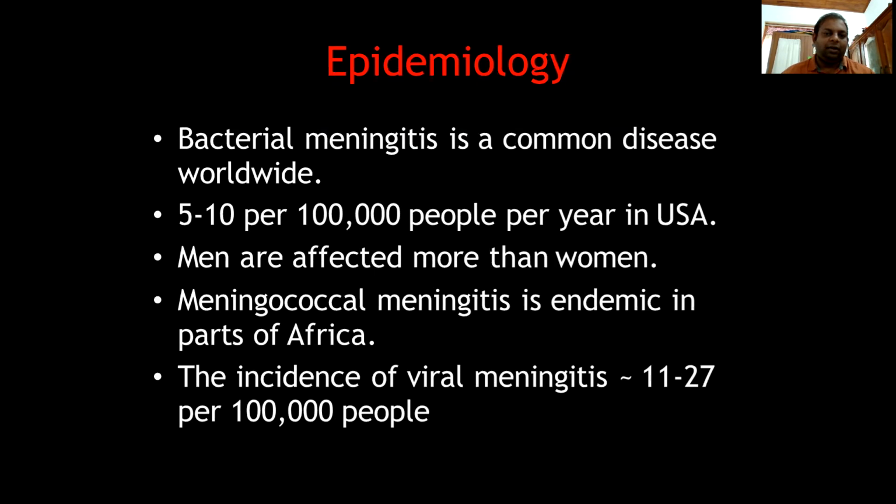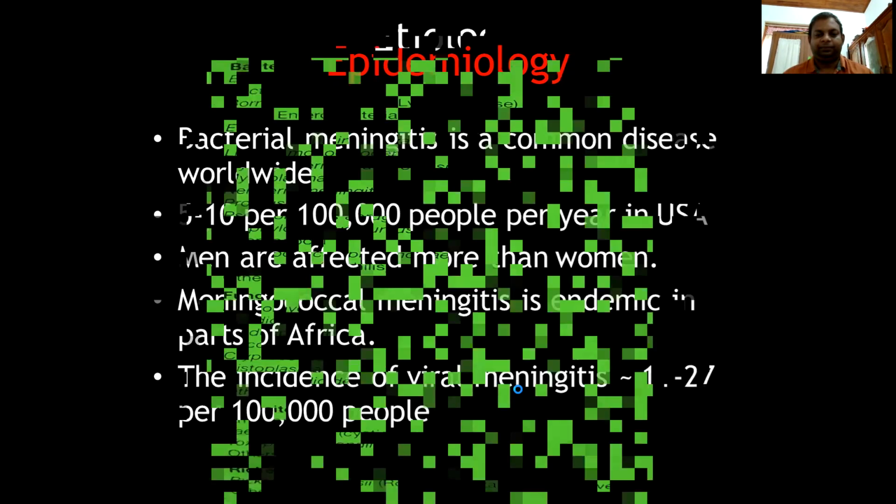About epidemiology, bacterial meningitis is a common disease worldwide: 5 to 10 per 100,000 people in the USA. Men are affected more than women. Meningococcal meningitis is endemic in parts of Africa as well as in Mecca. The incidence of viral meningitis is 11 to 27 per 1,000 patients in the world scenario. But in the USA it is comparatively lower. The message is that bacterial meningitis is high compared to viral meningitis.